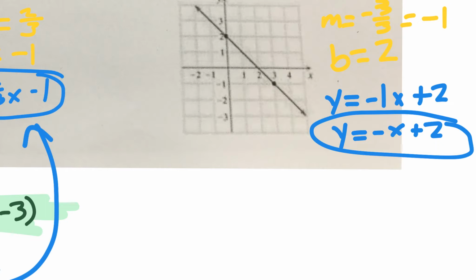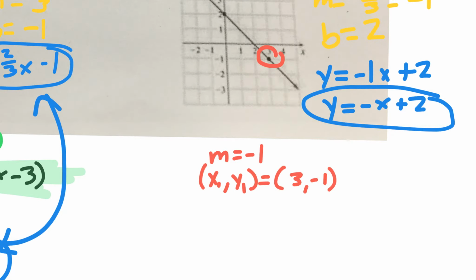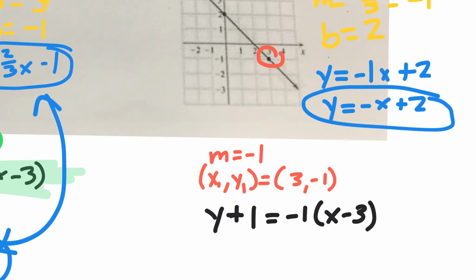Now if I had to use point-slope form, again I would use the slope, which is -1, and then pick some point. So the point I'm going to pick here is this point, which is at 3, -1. So again, putting this into point-slope form, that's y minus y1 equals m times x minus x1. I'm so dumb. y minus y1 equals m times x minus x1.